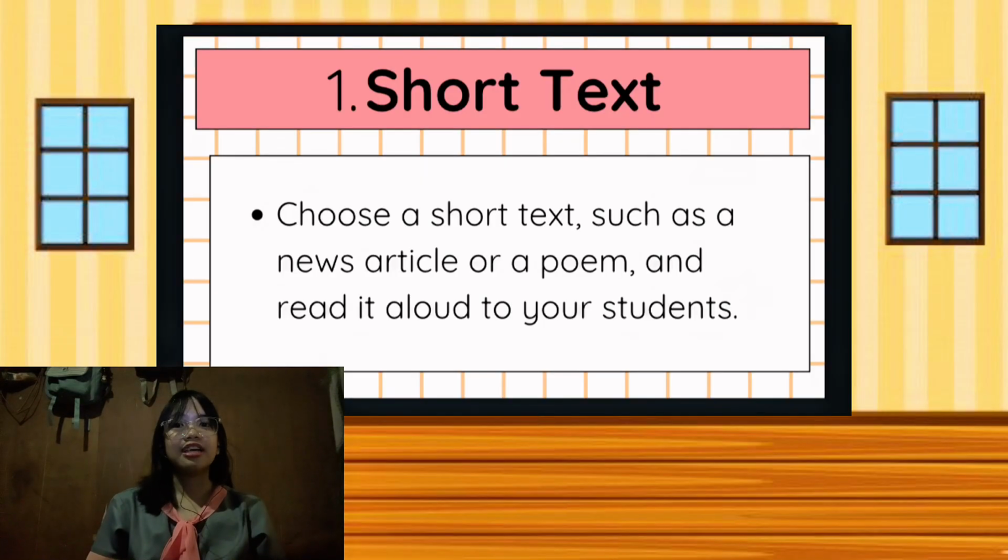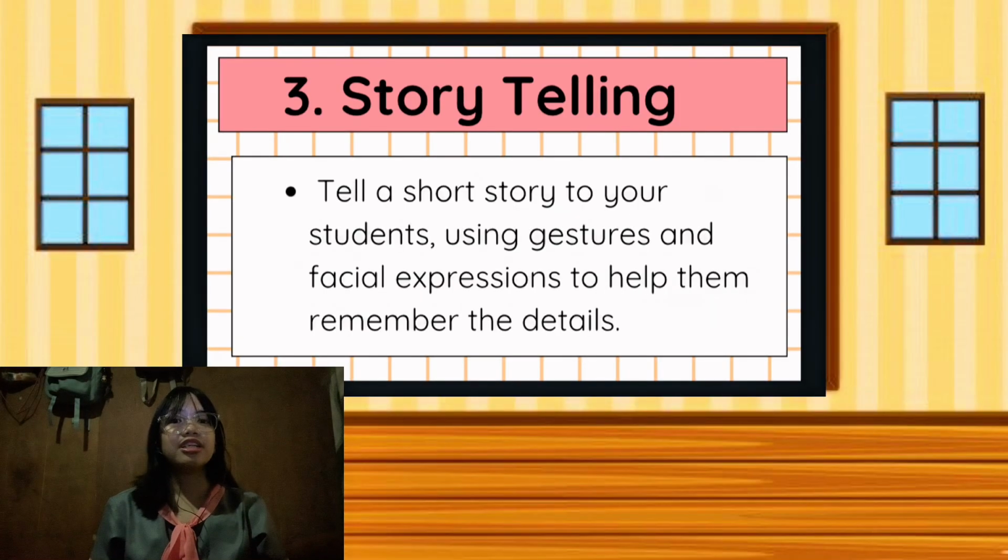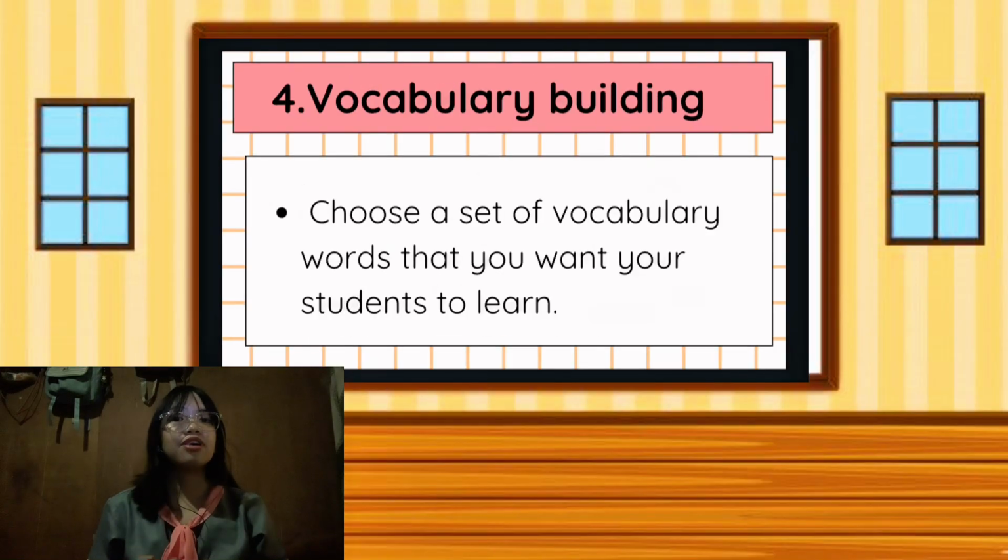First is short text. Choose a short text such as news, article, poem, and read it aloud to your students. Second is dialogue. Play a short dialogue from a movie or TV show for your students. Third is storytelling. Tell a short story to your students using gestures and facial expressions to help them remember the details. Fourth is vocabulary building.